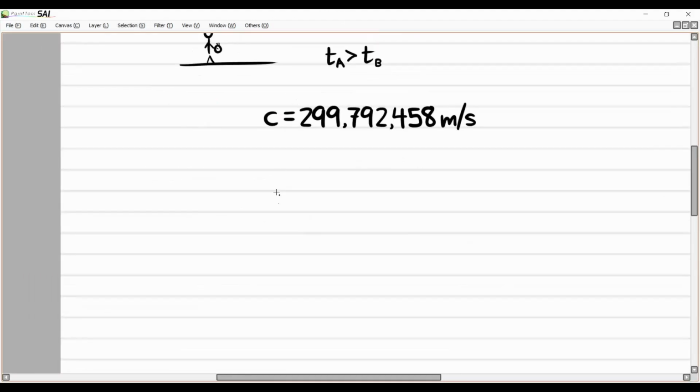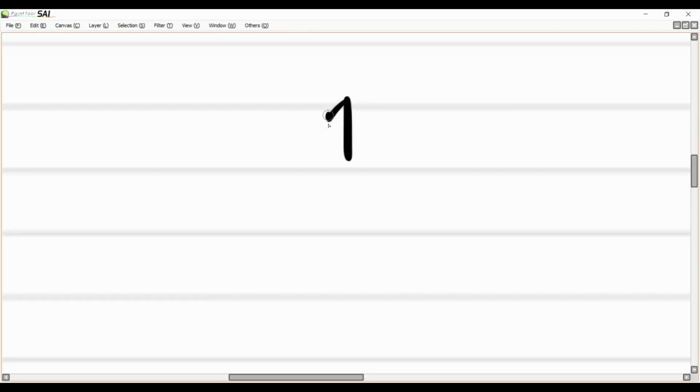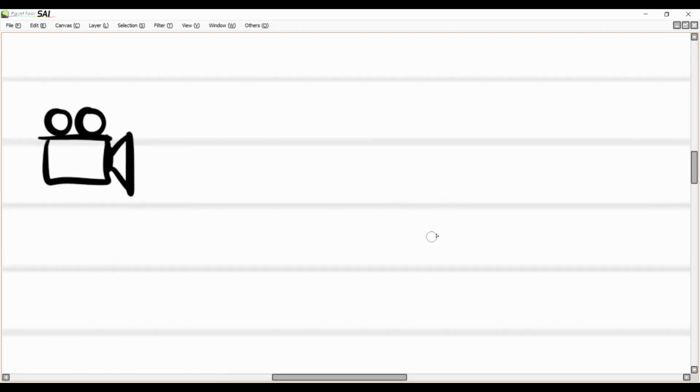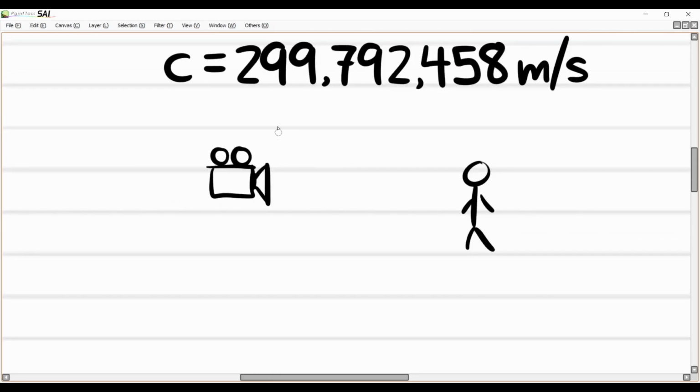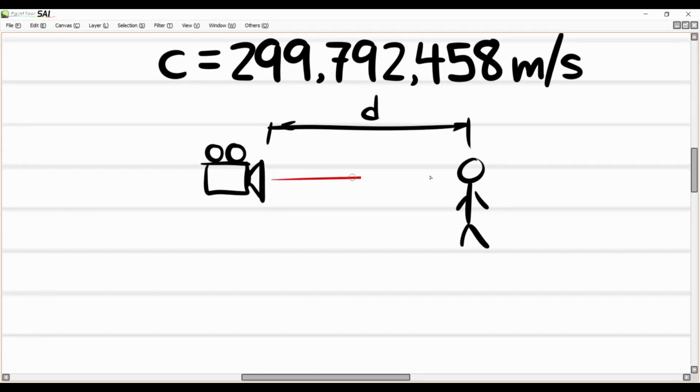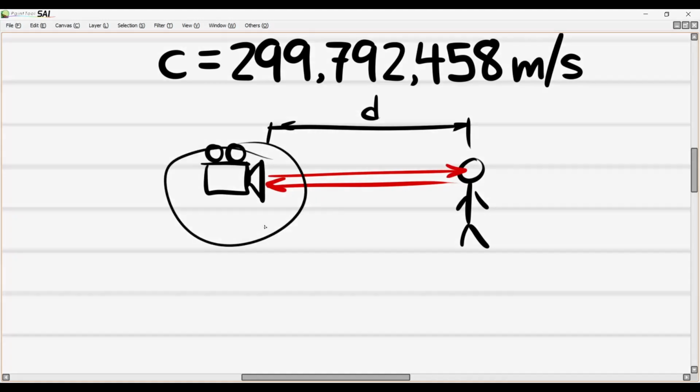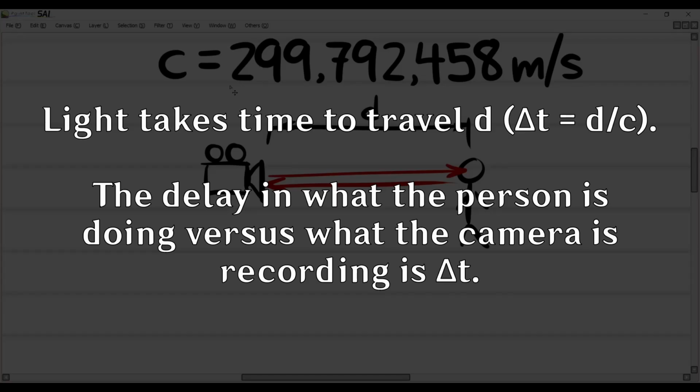Because of this speed limit, you could have like a camera pointed at something. Let me draw a relatively okay camera. So we have a camera, we have a person over here or something. Whatever this distance is, there is a delay, because light has to go to the object and bounce off of the person and reflect back to the camera. There is a delay between what is actually happening here and what is being recorded here. So yeah, that is just how it is.